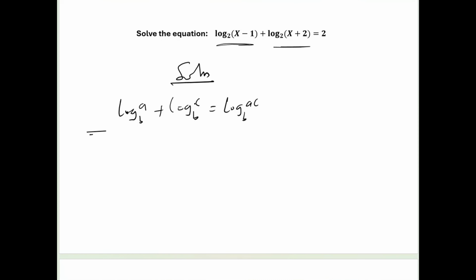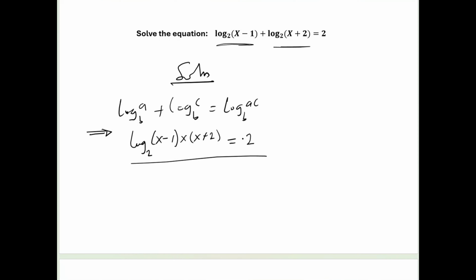So from this rule, we can progress with our solution: log(x minus 1) plus log(x plus 2) will become log of open bracket x minus 1, multiplied by open bracket x plus 2, all to base 2, because both of them must be in the same base before you can apply that rule. Now we've combined both logs into this.